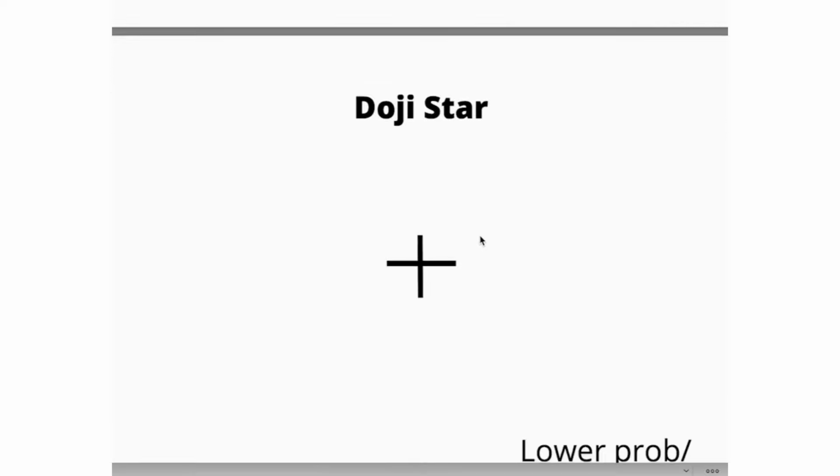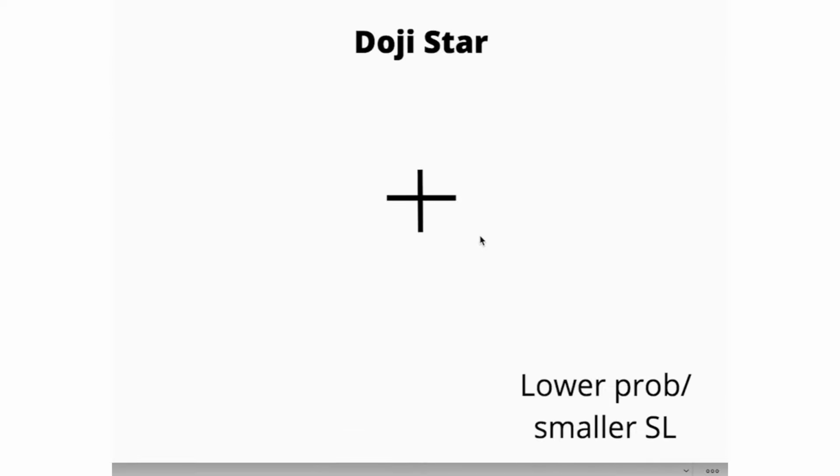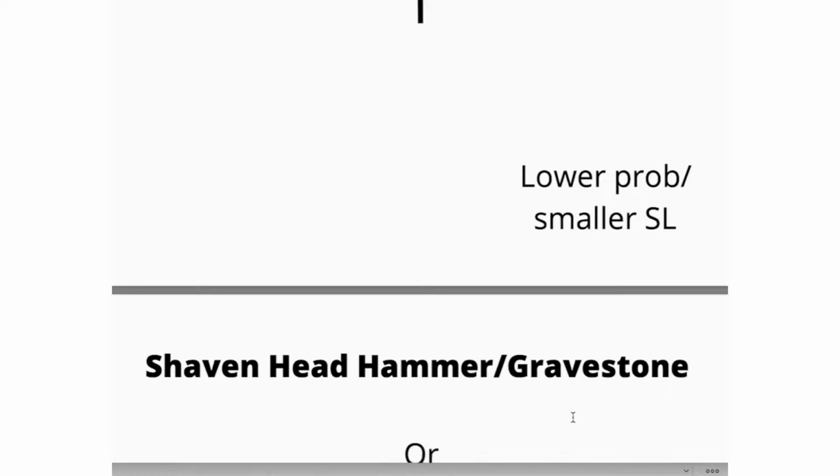Doji star, as I said, small probability or lower probability, but a very small stop loss. That's when you see it looks like a star at the top or the bottom of a trend. It's a reversal pattern. I would say it's 50-50 really, but you can get in with a small stop loss, so that makes it attractive.